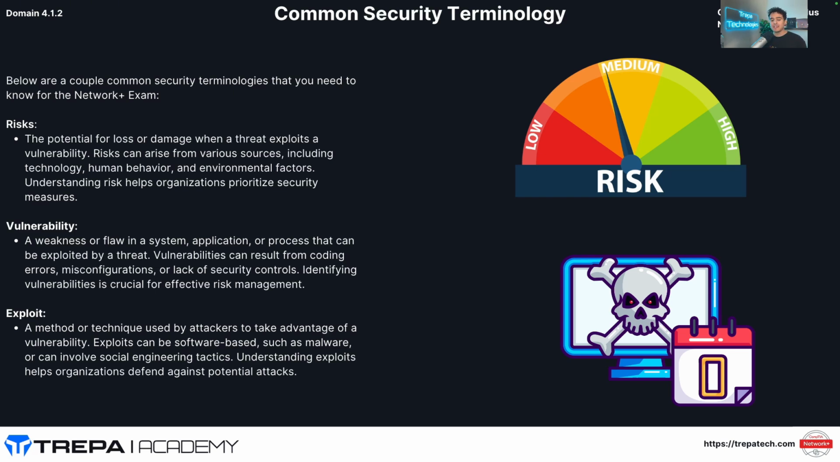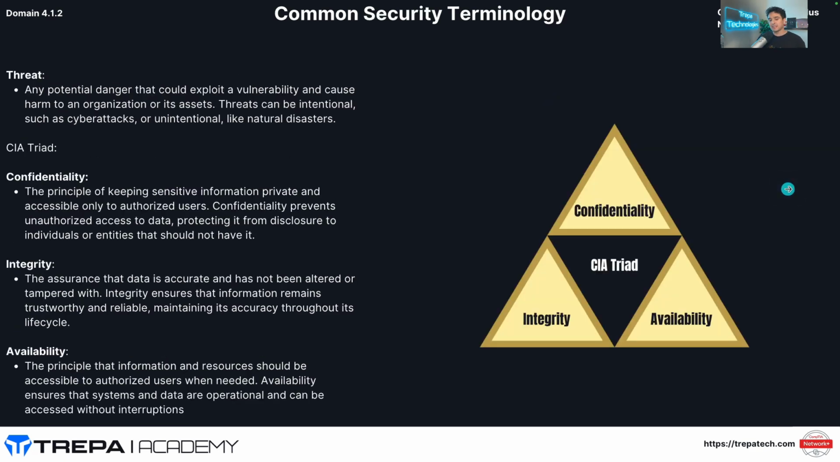An exploit. This is the method or technique used by attackers to take advantage of a vulnerability. So this is the actual exploit. So when a CVE comes out, there'll be articles about the exploit. Well, here's how it's accomplished. Here's how it's done, right? Here's how we exploit that vulnerability.